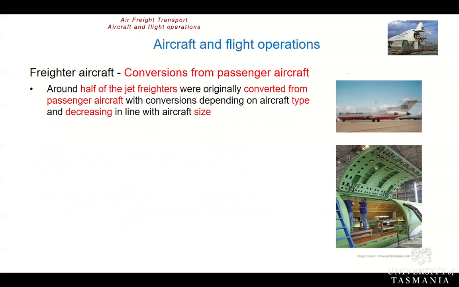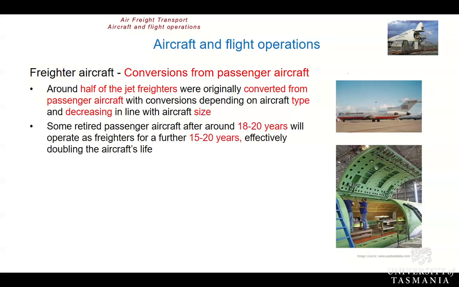Now, if we were going to have a rule of thumb, half of the jet freighters which are moving about were originally converted from passenger aircraft. And ultimately, as we've just seen by going through those various sizes, it depends on the size of the aircraft. And what we see is that as the aircraft gets larger, there's less likelihood of a conversion.